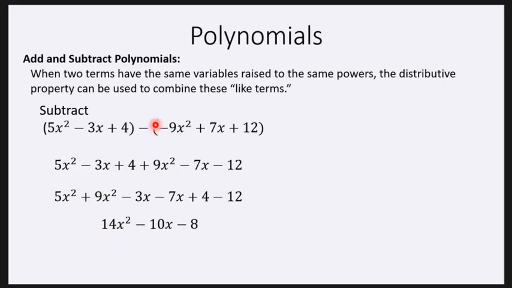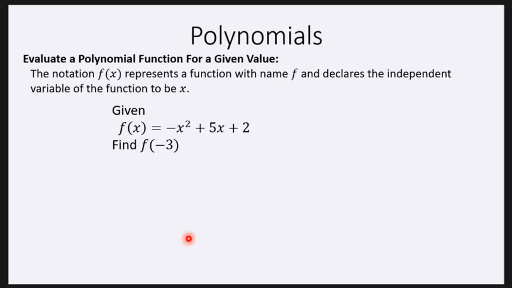So if I subtract these two trinomials, this is the resulting trinomial. So that's how we add and subtract polynomials. Right. The last thing I want to talk about is evaluating a polynomial for a given value.